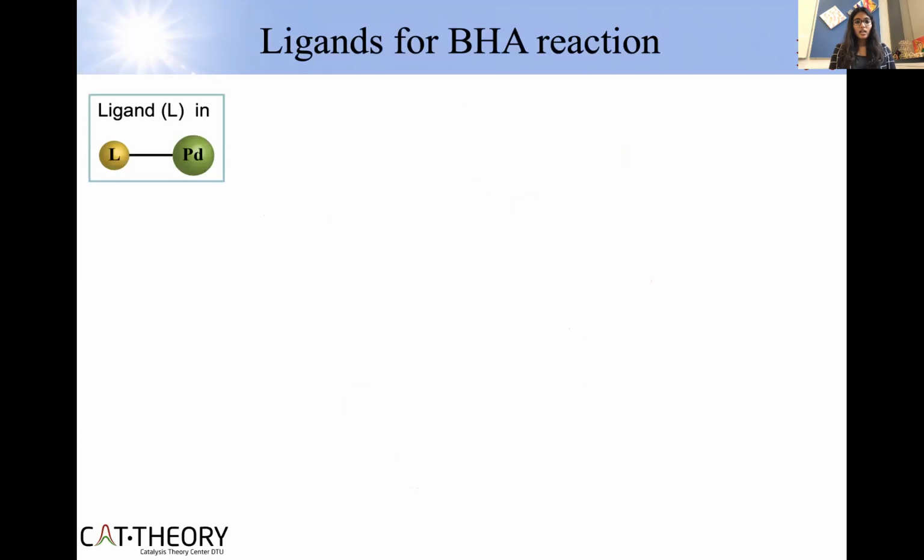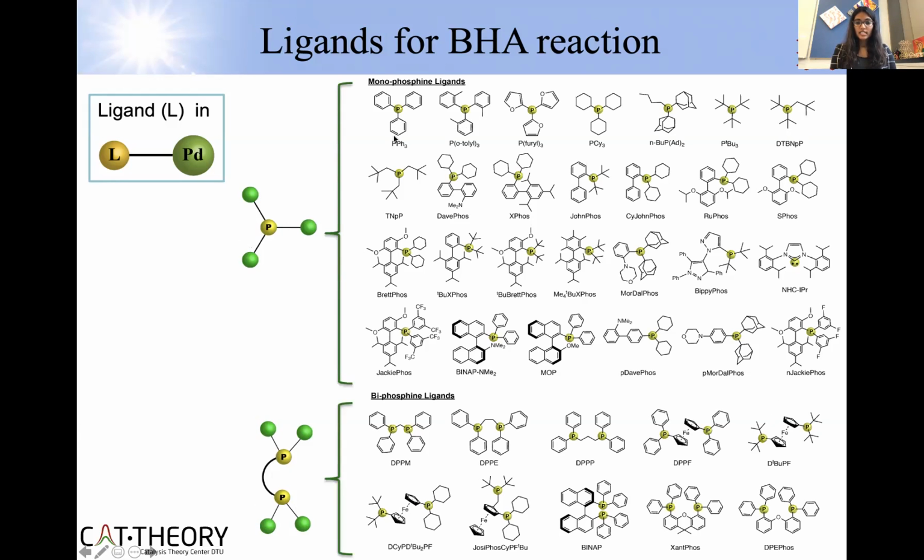Now, coming to the part where we have variations in the catalyst. As I mentioned, for this Buchwald-Hartwig amination reaction, it's the L that is being varied. We have two sets of ligands that we have considered in our study. One is the monophosphine ligand, and the other is the biphosphine ligand. We chose 27 different monophosphine ligands, that's the top part, and 10 different biphosphine ligands.